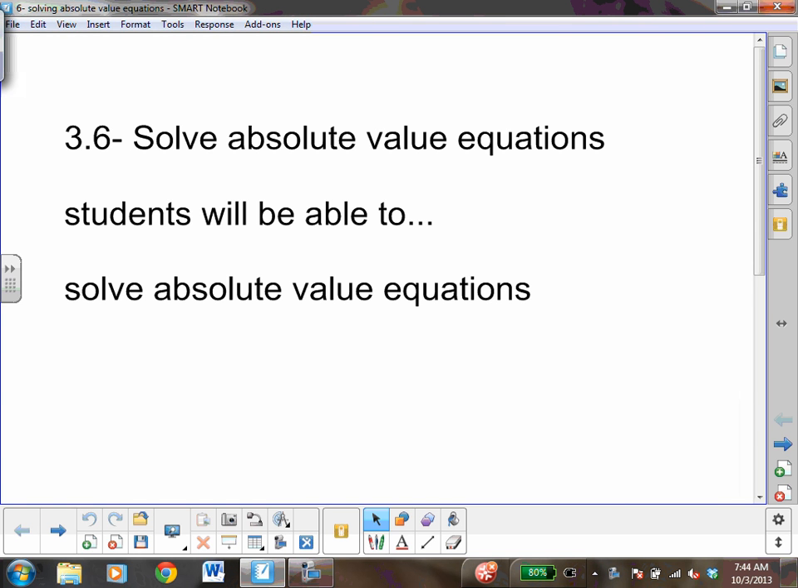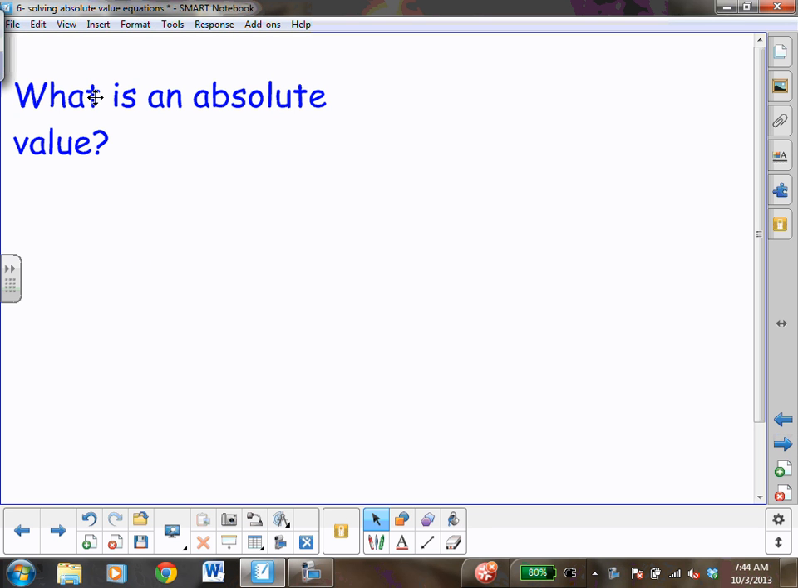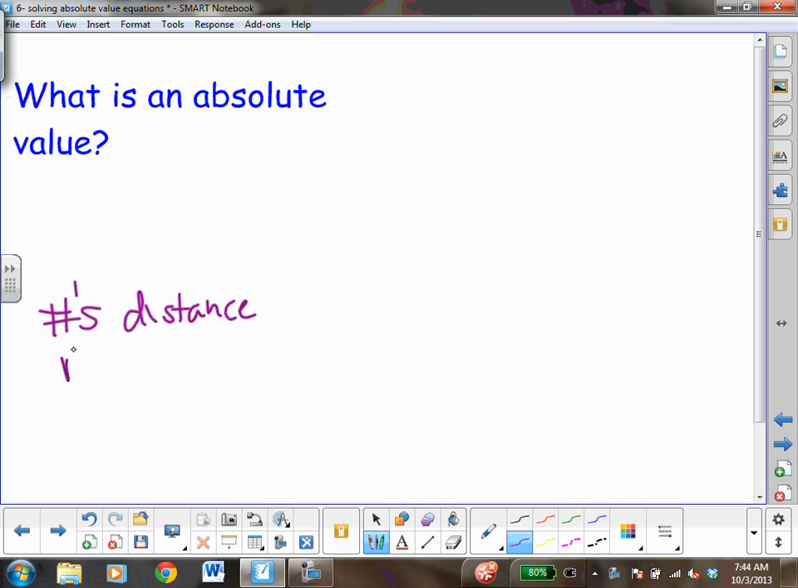All right, class, today we're studying section 3.6, which is solving absolute value equations. Before we can solve an absolute value equation, we have to think about what an absolute value actually is. An absolute value is defined as a number's distance from zero.